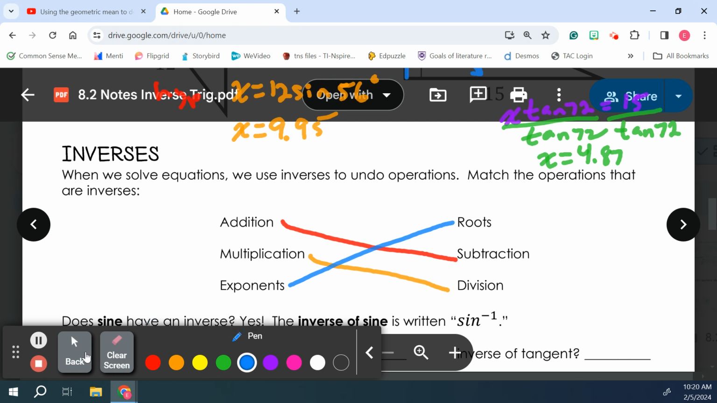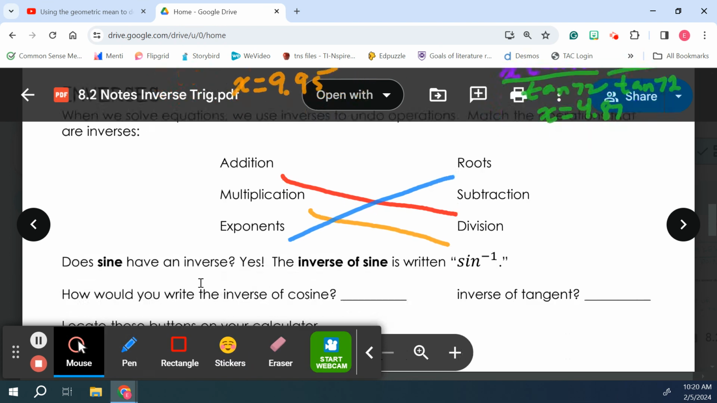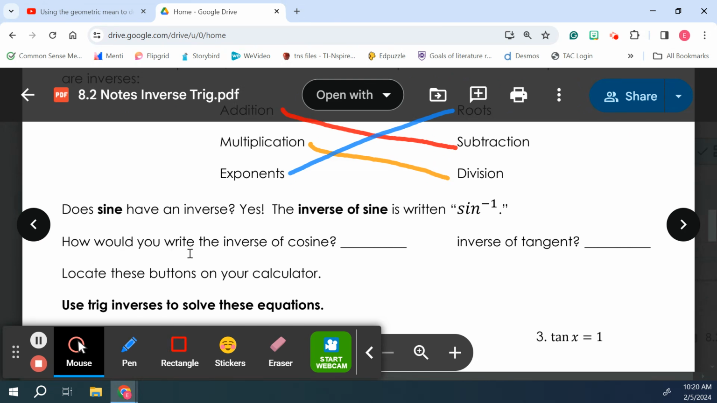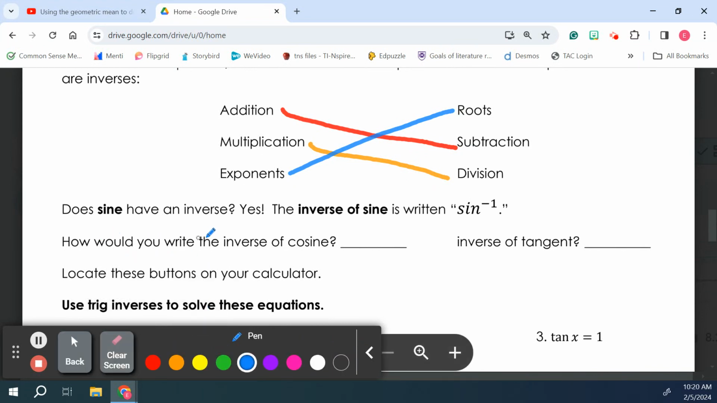So, with trigonometric ratios, there are inverses as well. It says, how does sine have an inverse? Or does sine have an inverse? Yes. The inverse of sine is written as sine to the negative 1 power. Now they're also asking here, how would you write the inverse of cosine? In this case, it's going to be cosine to the negative 1 power. Inverse of tangent is going to be tangent to the negative 1 power.